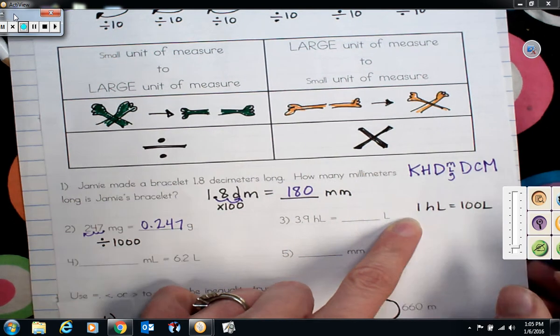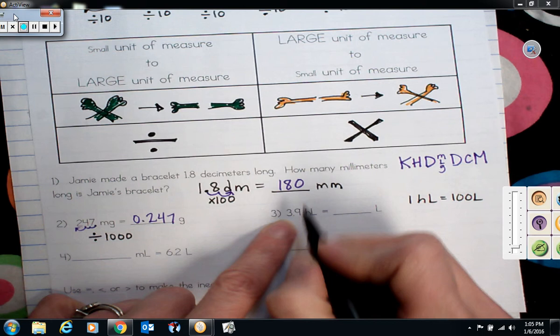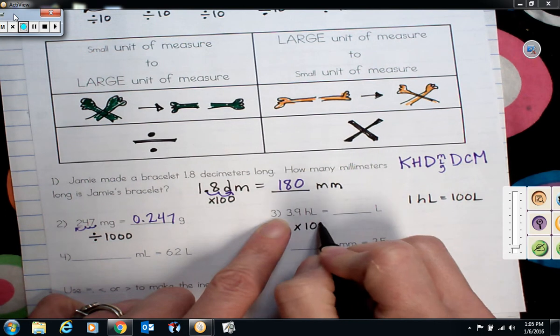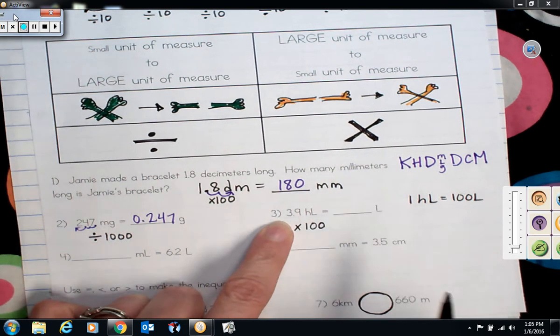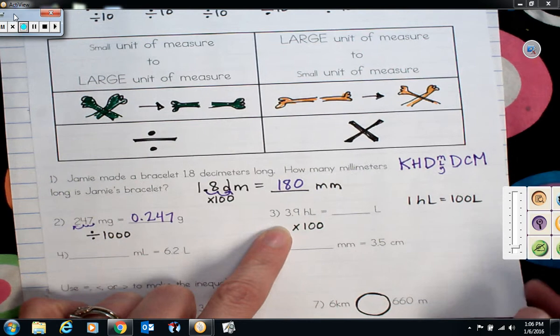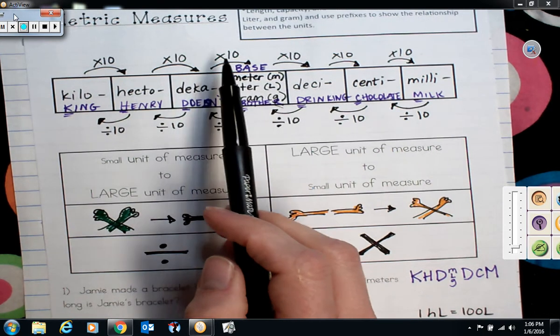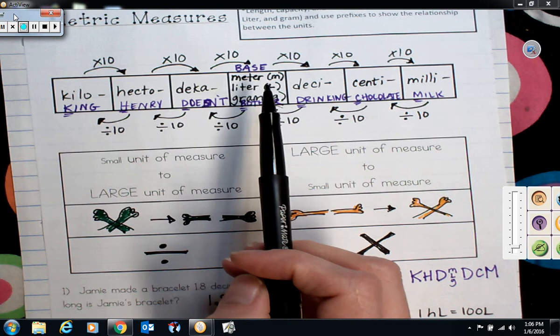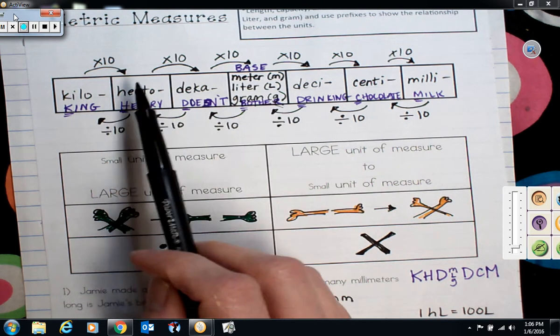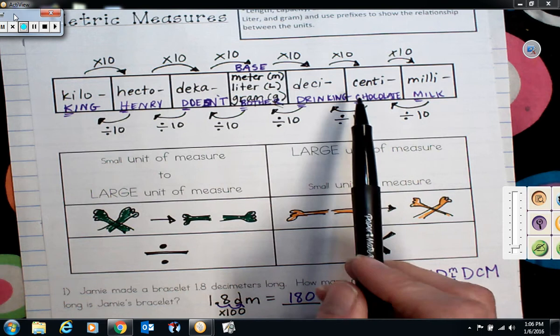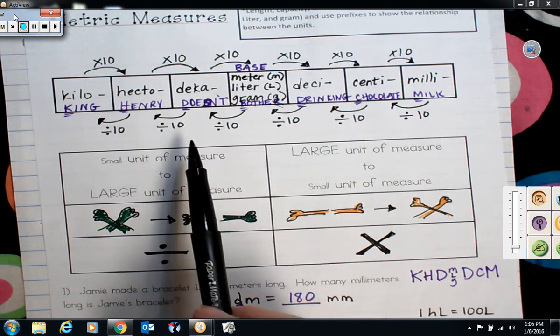So then I'm going to multiply 3 9/10 times 100 to figure out how many liters are in a hectoliter. And again, I can also tell that on my chart, I'm moving from hectoliter to liter. I'm moving to the right, which means I'm going to multiply. Anytime I move to the right on my chart, I'm going to multiply. Anytime I move to the left on my chart, I'm going to divide.